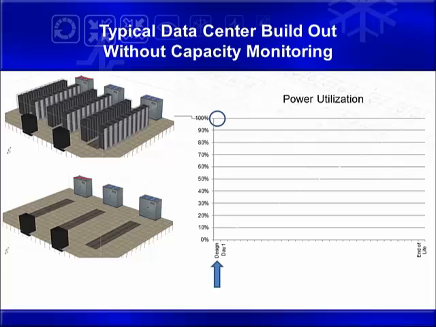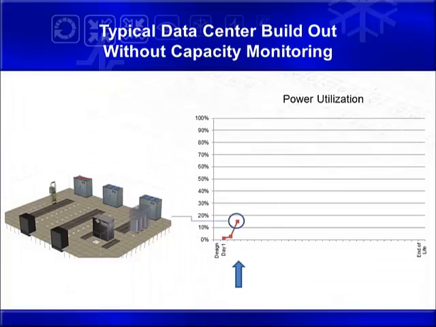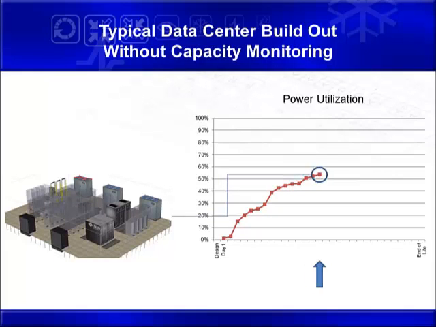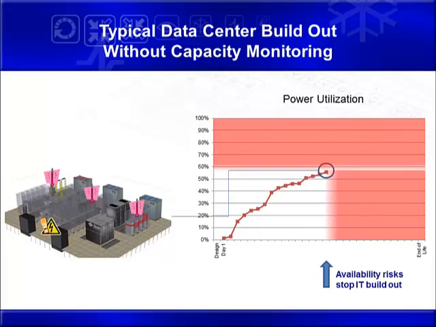Let's take a closer look at the data center build-out example we saw earlier. This time we will monitor power utilization as the IT configuration is built out. As the IT equipment is installed, power and space utilization proceeds as planned. And early on, the operator doesn't detect problems and allows the build-out to continue at a pace set by the IT groups. But at mid-life, cooling and power problems appear for the first time.